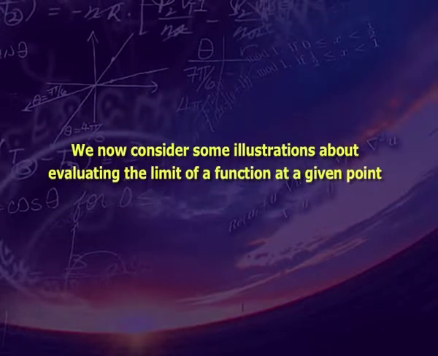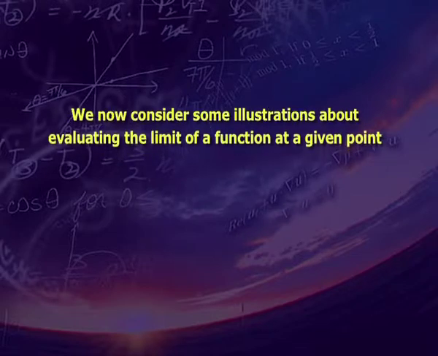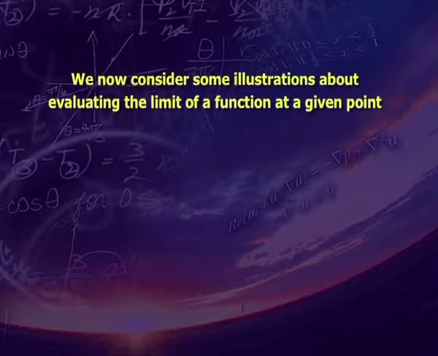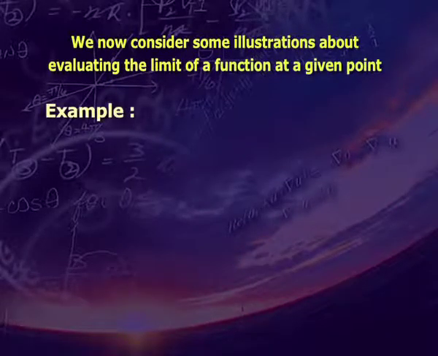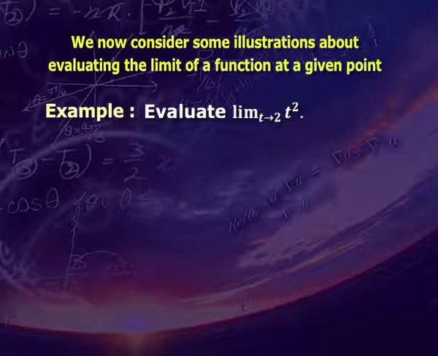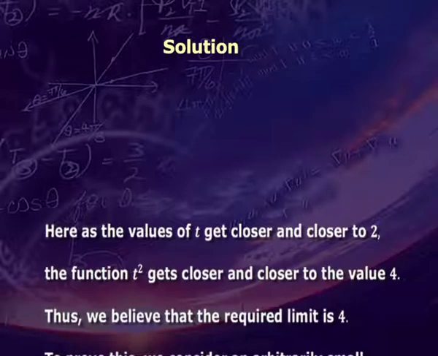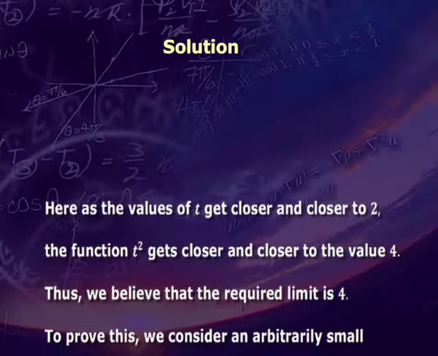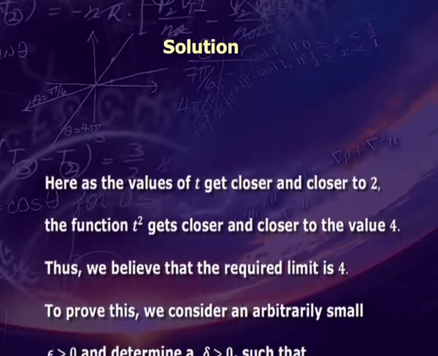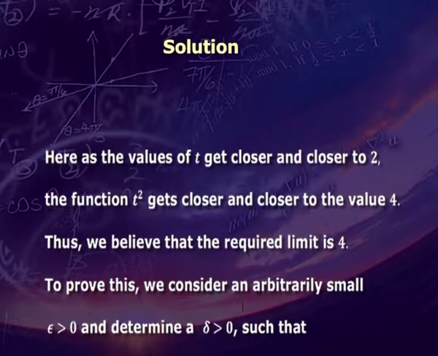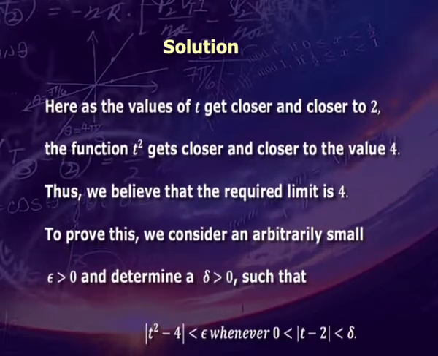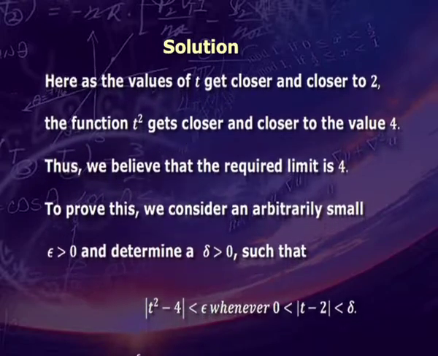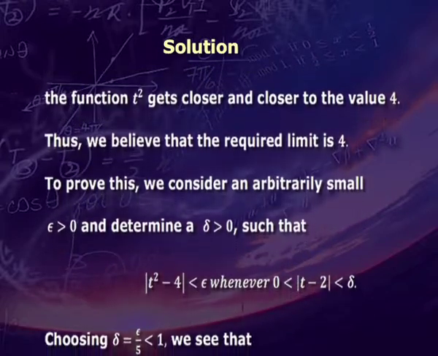We now consider some illustrations about evaluating the limit of a function at a given point. Example: evaluate limit of t square as t goes to 2. Solution: here, as the values of t get closer and closer to 2, the function t square gets closer and closer to the value 4. Thus, we believe that the required limit is 4.